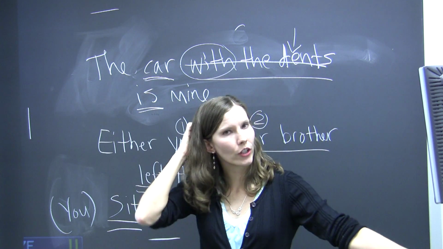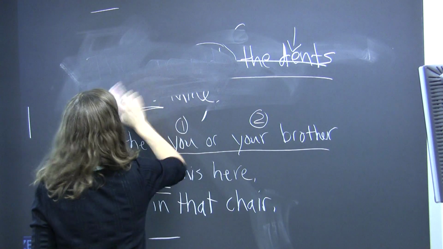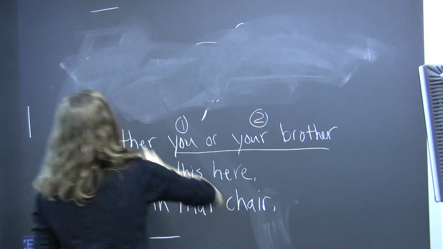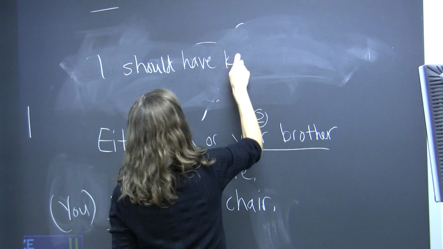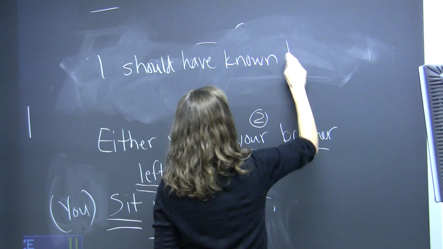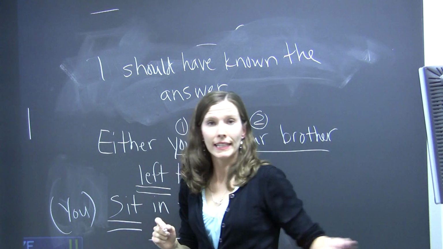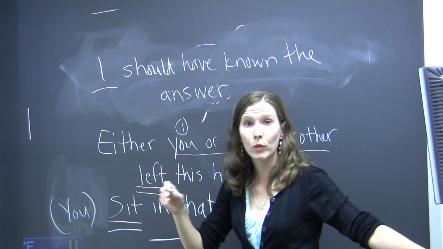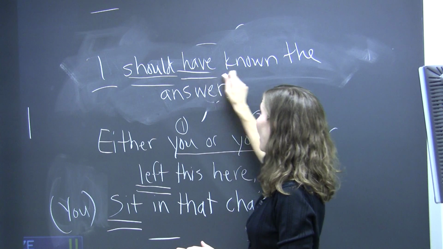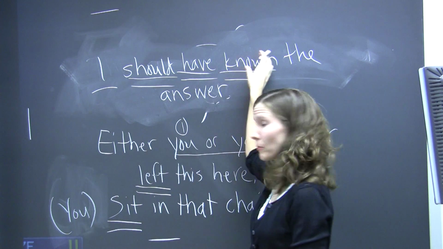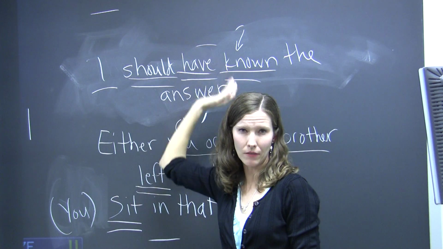You can also have constructions where there's more than one verb in a sentence. So for example, in this sentence, I is the subject, that's who is doing the action, that's who the sentence is about. The verb is should have known. You have your main verb and your helping verbs. This is the action, and these verbs are helping to place the verb tense.